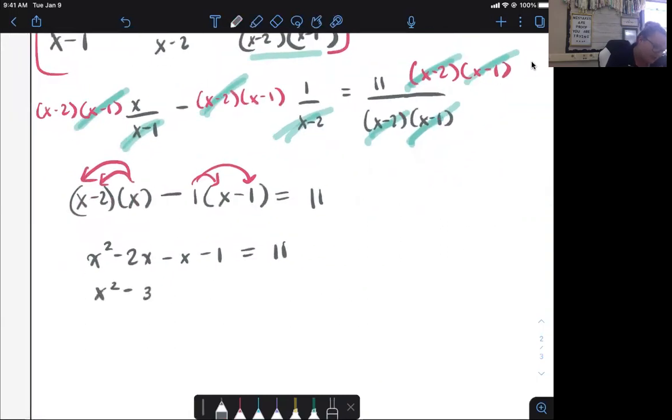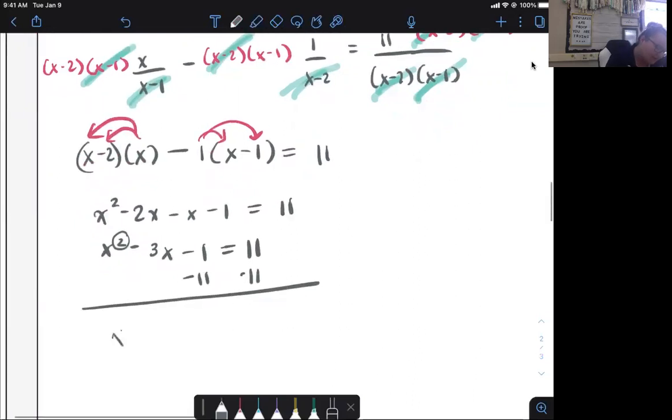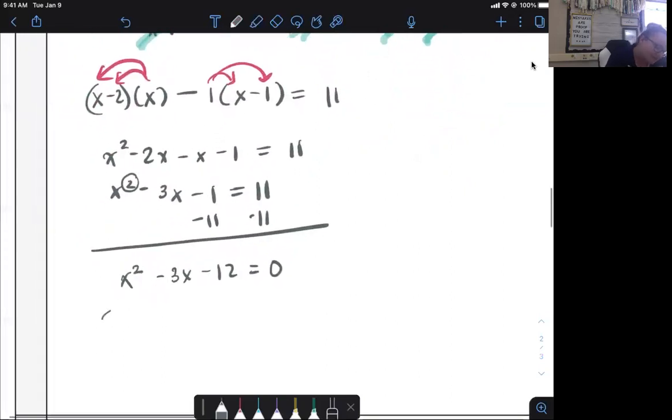Simplify by combining your like terms. I have a degree 2 polynomial. I need this to be equal to 0 in order to solve it. And I get x squared minus 3x minus 12 is equal to 0. Then I want to see if this thing is factorable. If not, I'm going to have to use the quadratic formula to solve it.